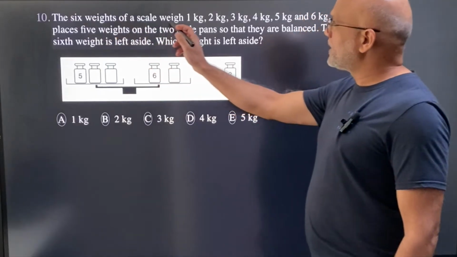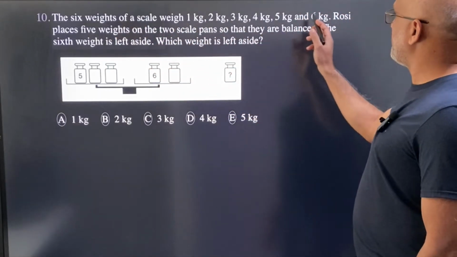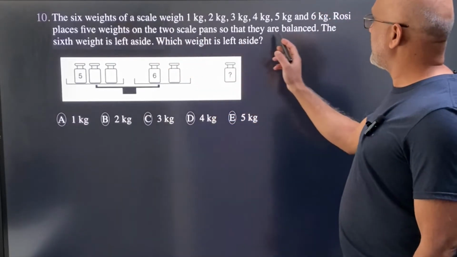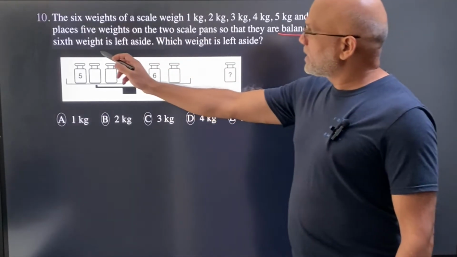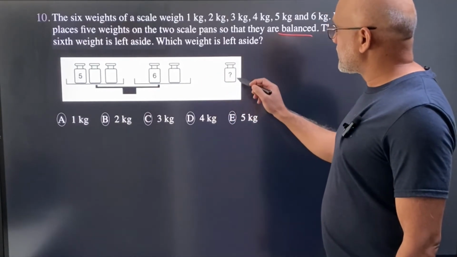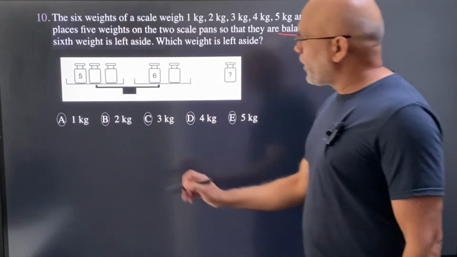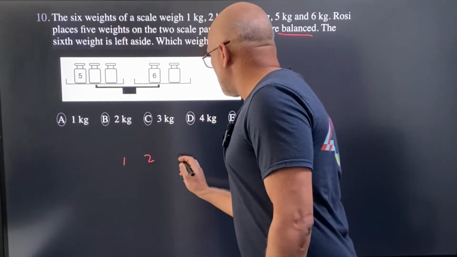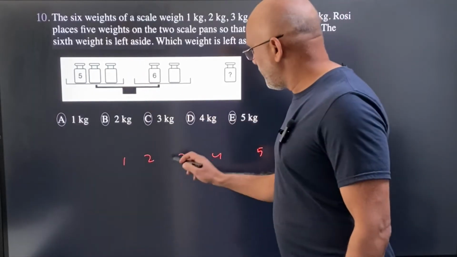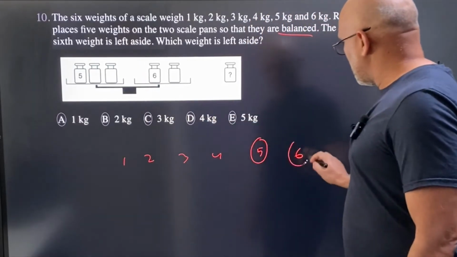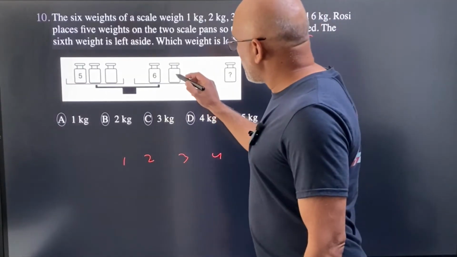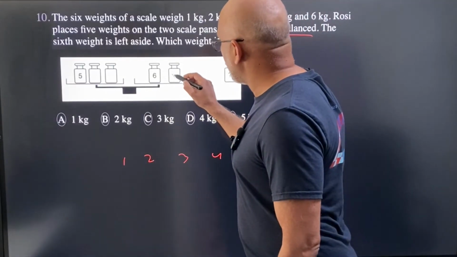The 6 weights on a scale weigh 1, 2, 3, 4, 5 and 6 kg. Rossi places 5 weights on 2 scale pans so that they are balanced. Alright. The 6th weight is left aside. So this is the one. What weight is left aside? So what is this weight? So we have 1, 2, 3, 4, 5 and 6. 5 and 6, they are already placed there. Now whatever I put here, let me call it x.